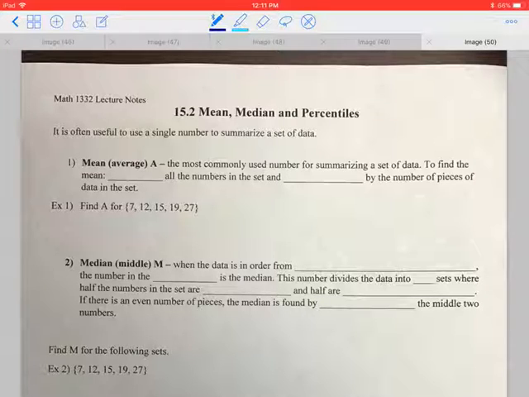We're starting section 15.2, so we're still in our statistics chapter, but what we're going to look at now is ways to summarize a set of data. And today we're going to be looking at single numbers. So is there a single number that somehow summarizes a whole bunch of numbers in our data set?